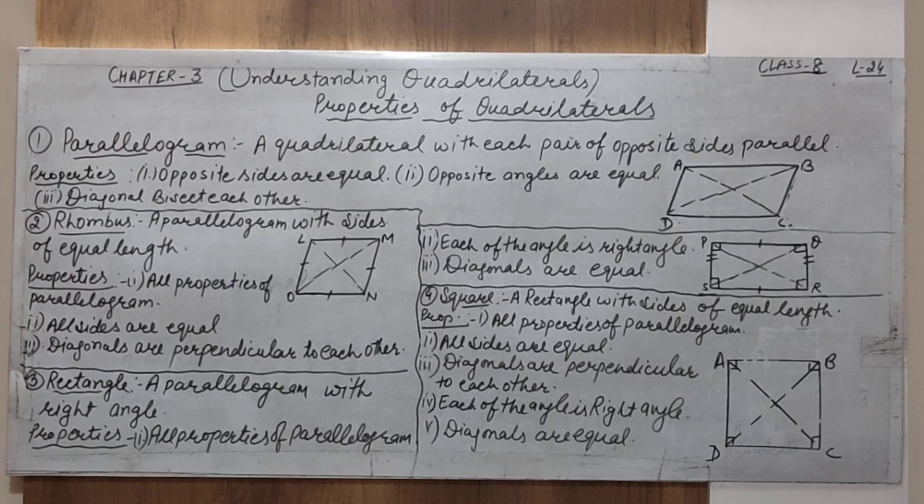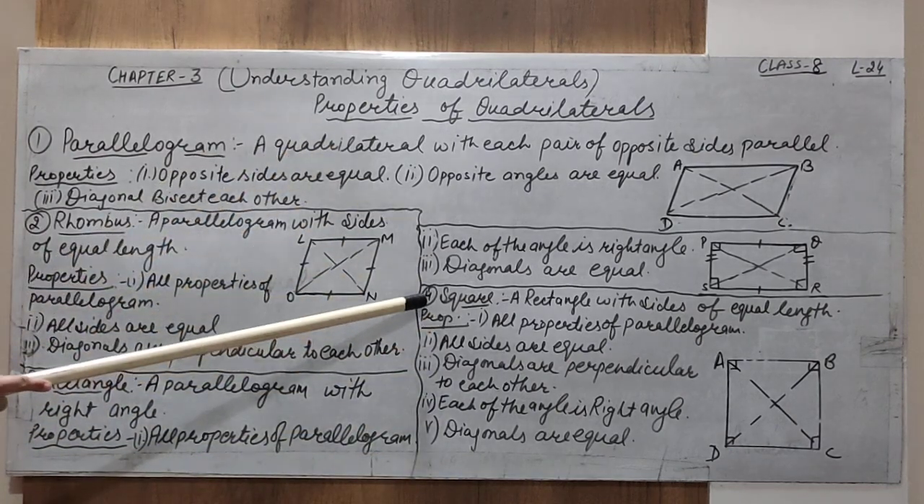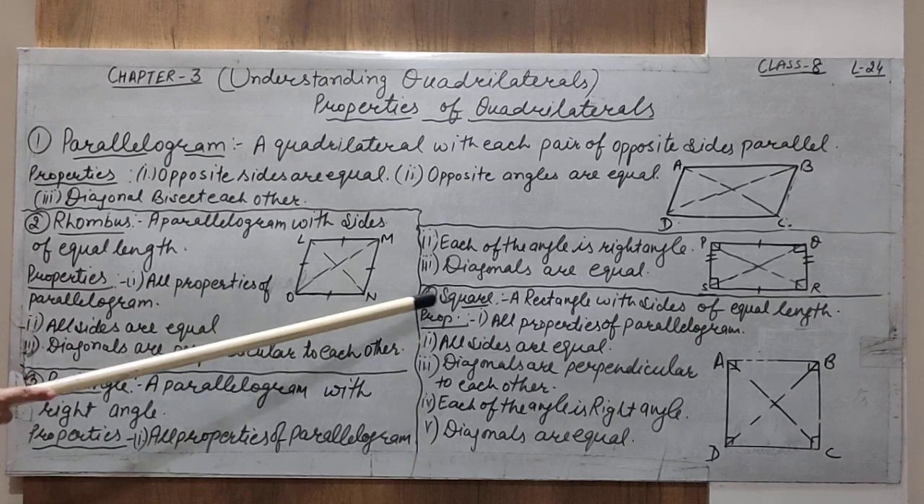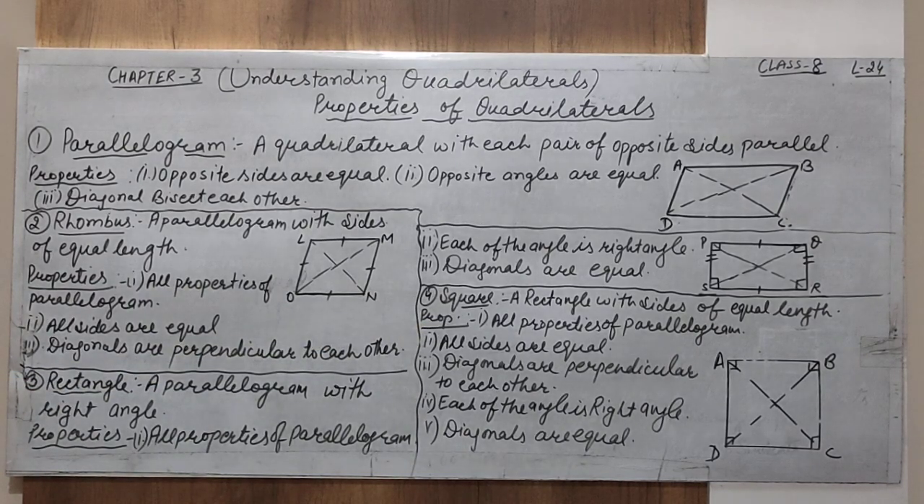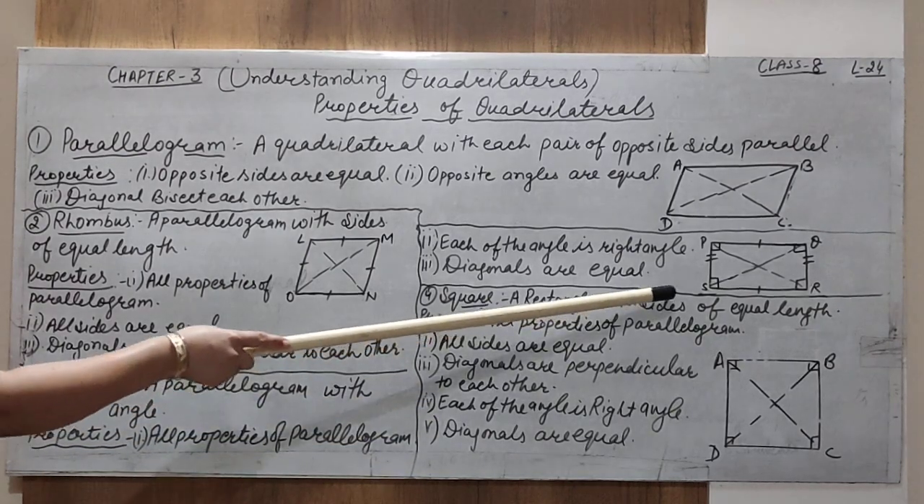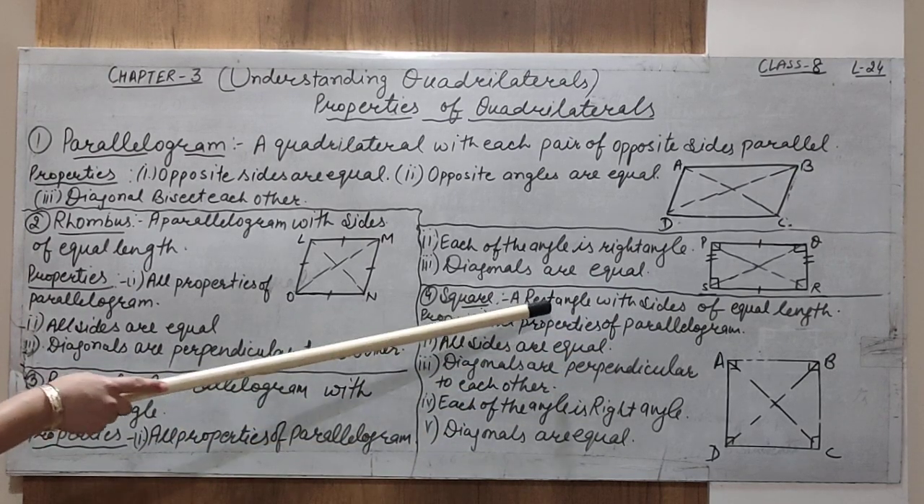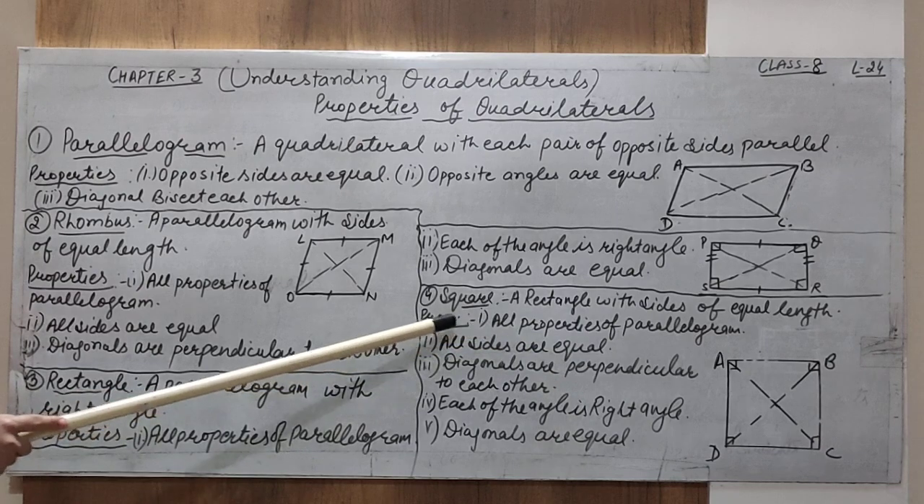The next quadrilateral in understanding quadrilaterals, that is, four-sided figures, is the square. Alright, what is a square? A rectangle with sides of equal length. That is called a square.